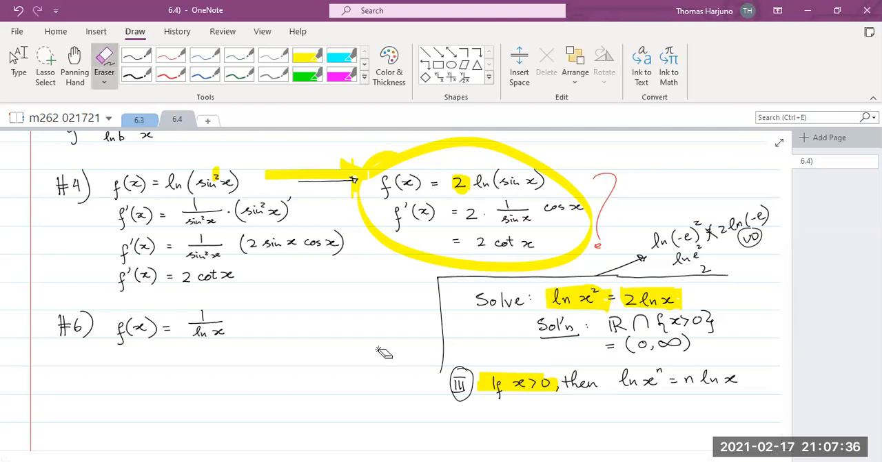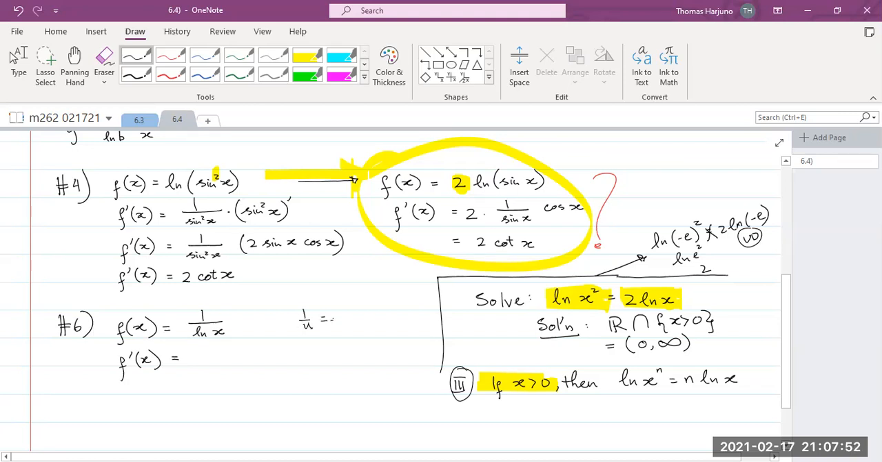Okay, now number 6, if the function is 1 over blah, then what is the derivative? The derivative of 1 over blah, let's see that as 1 over u, which equals u to the negative 1. So the derivative will be negative u to the negative 2 times the derivative of u. Is it right? Now change that u back.